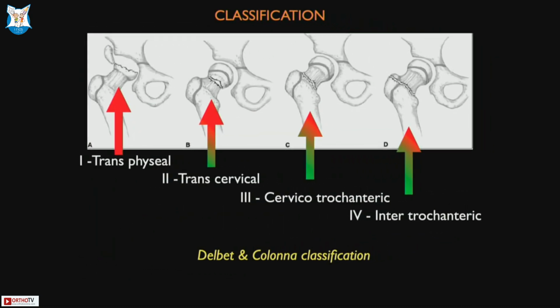This classification, the Delbet classification if I'm not mistaken, is one of the oldest classifications which has stood the test of time. Nobody has tried revising it and bringing in variations. So this is quite simple: transphyseal at the capital epiphysis level, transcervical, basicervical or cervicotrochanteric, and the intertrochanteric. These are the four types.